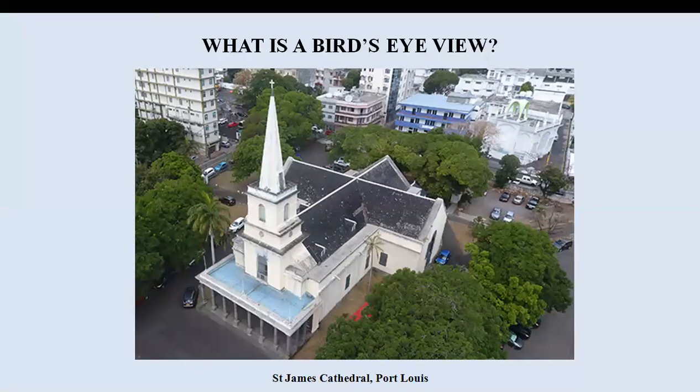This is a picture of St. James Cathedral situated in Portsmouth. It has been photographed from a high elevated angle as if seen by a bird. This concept is called a bird's eye view.